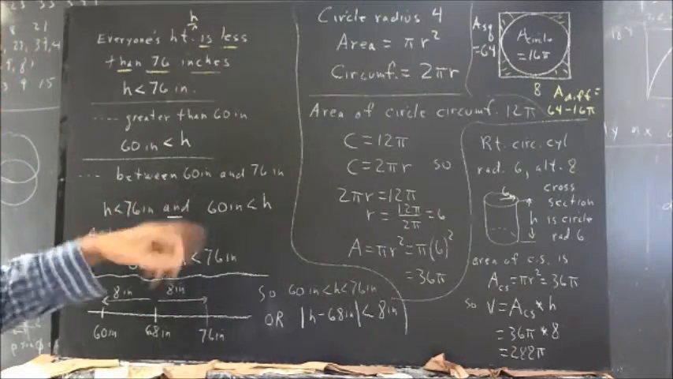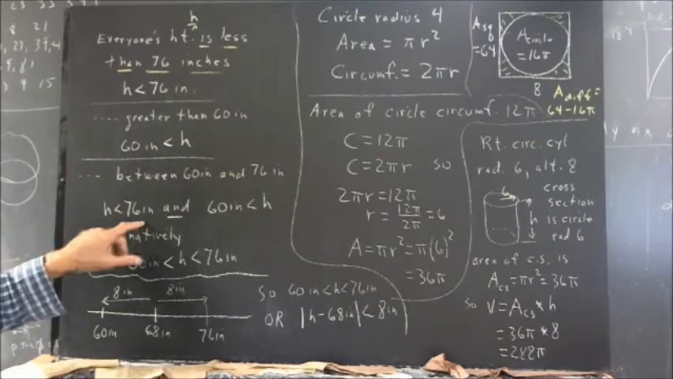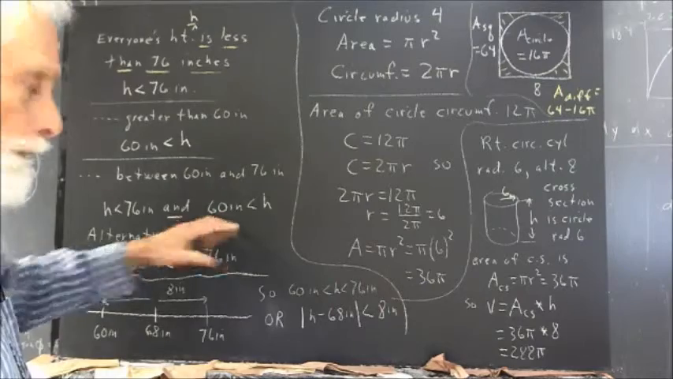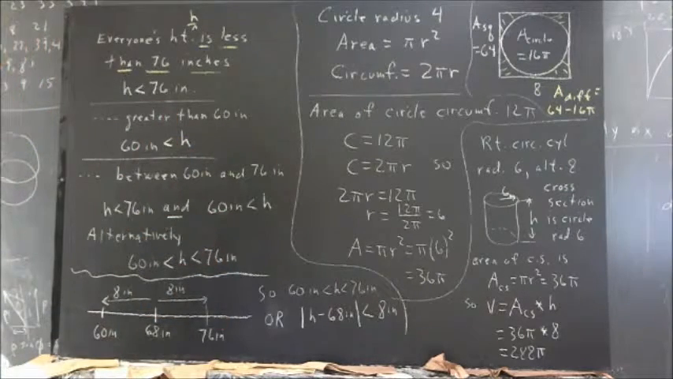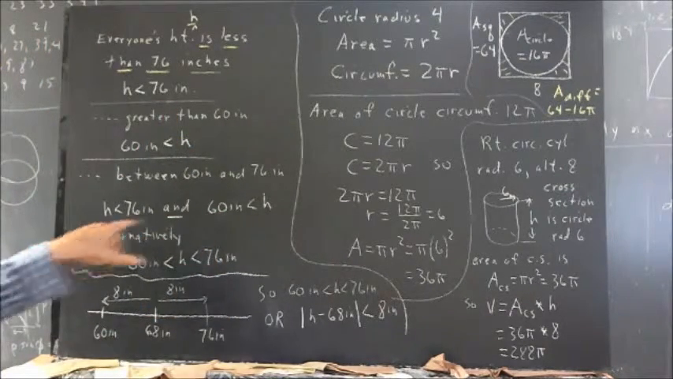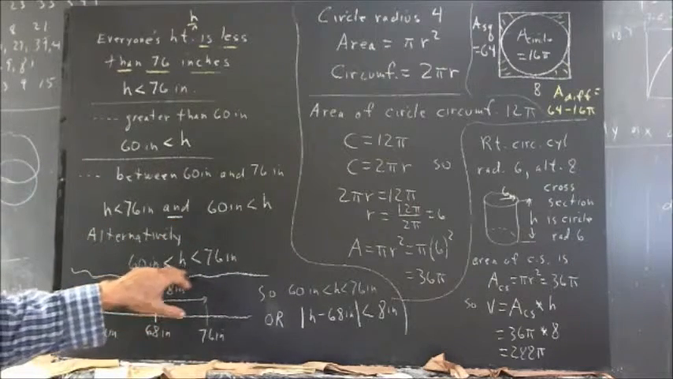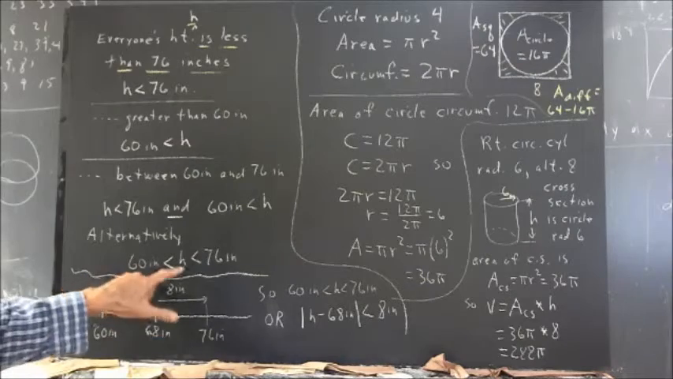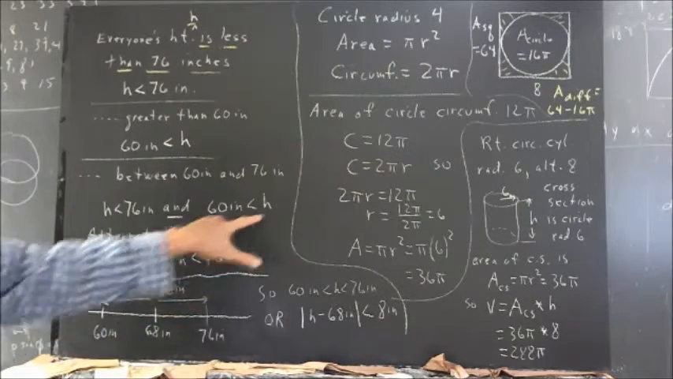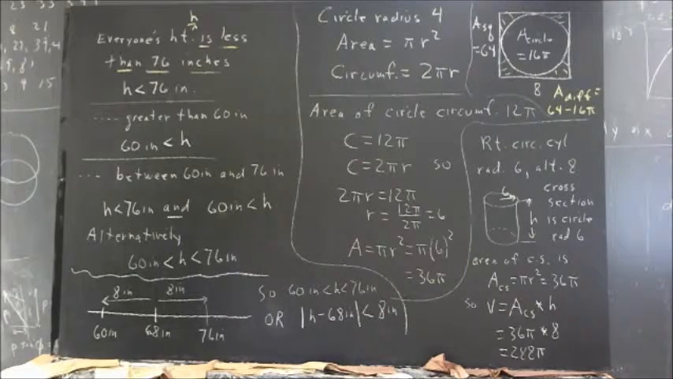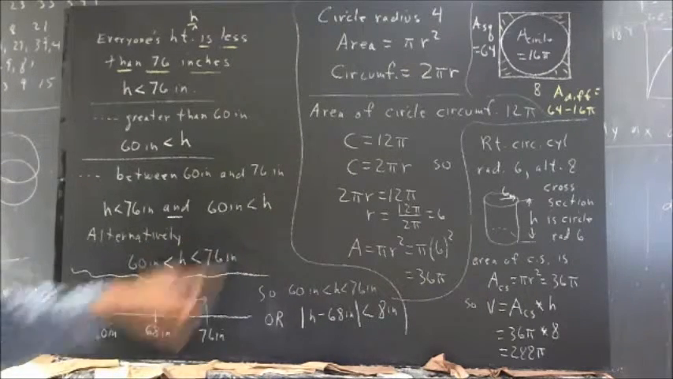Just one of these conditions, if it's only this one, then you could have people 2 feet tall. If it's just this one, you could have somebody 7 feet tall. Alternatively, we could write these two conditions together as this less than this less than this, because this contains this inequality and it also contains this inequality. And of course this is less than this.